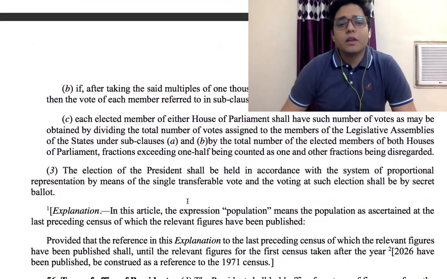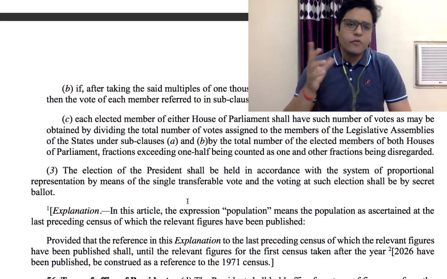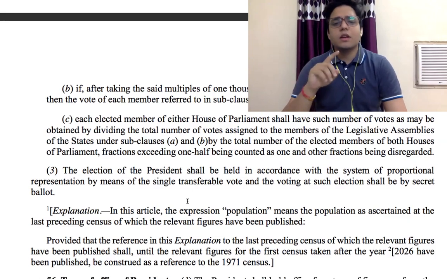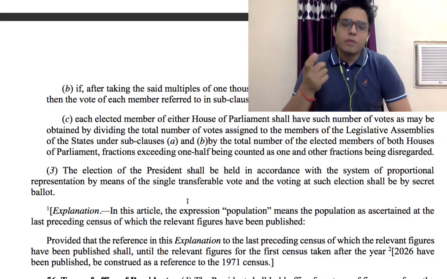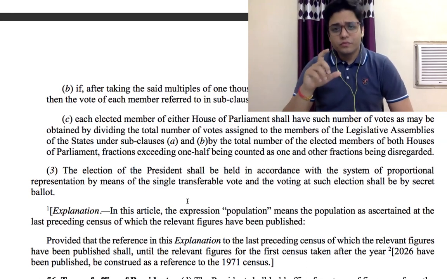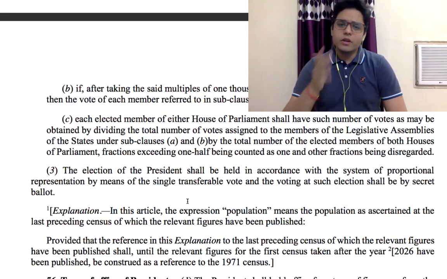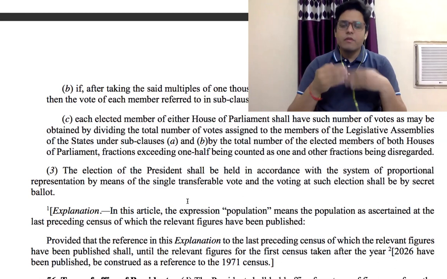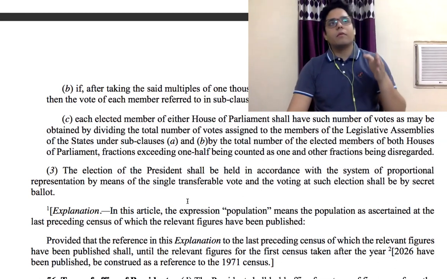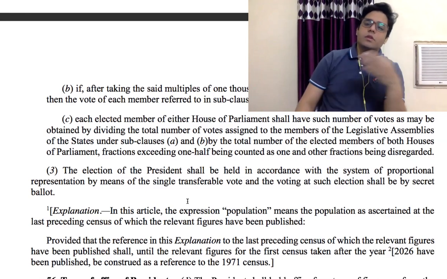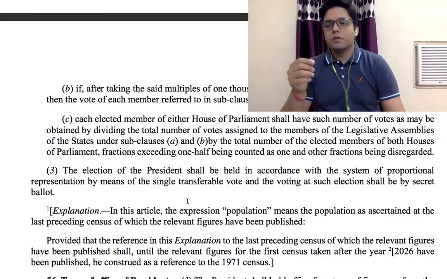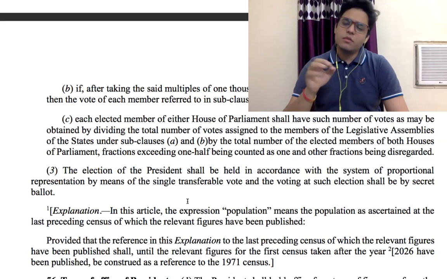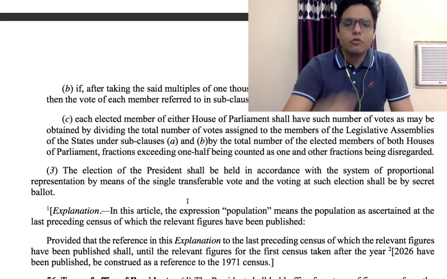Sub-article 3. The election of the president shall be held in accordance with the system of proportional representation by means of single transferable vote, and the voting at such election shall be by secret ballot. So sub-article 3 is telling you the nature of the election that will be conducted to appoint the president. It will be by proportional representation. All the voters will have a number of votes, and there will be preferences: first preference to this particular candidate, second preference to that candidate. This is by way of proportional representation and by means of single transferable vote, and the voting at such elections shall be by secret ballot. You are not bound to disclose to whom you have voted.